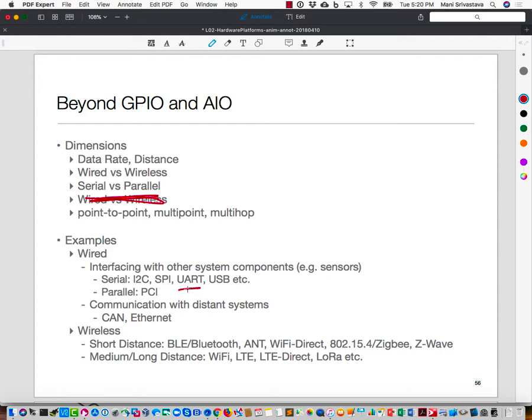CAN is Controller Area Network bus. It's used in cars, and most cars currently have CAN bus internally. Some European cars don't.